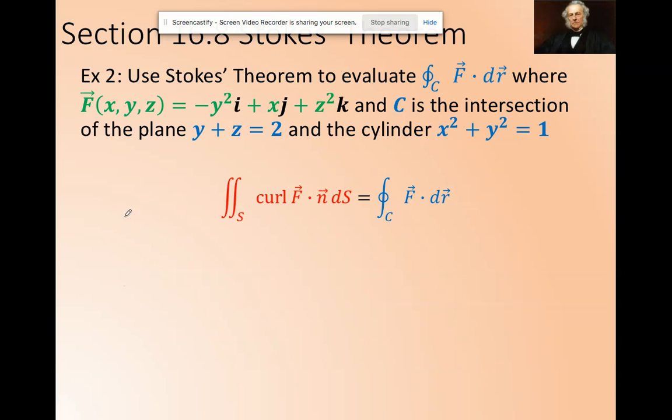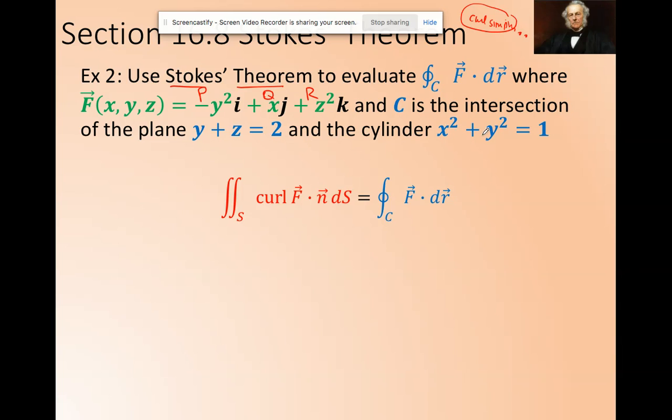Now, let's do this example. If I'm prompting you to use Stokes, I know in the previous one we ended up doing both the line integral and the surface integral, and both of them were pretty easy to do as long as you remembered all of Stokes' gifts. But if I, on an assessment, say use Stokes' theorem to evaluate a line integral, that's a clue that probably your curl is simple. So look at your vector field. That curl is going to be pretty easy to calculate.